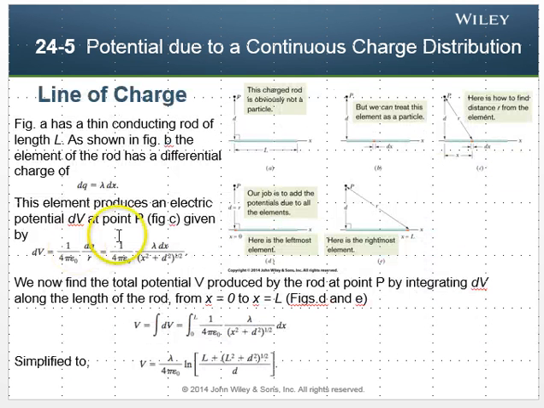Let me back up a second. We've got this integral of 1 over the square root of x squared plus d squared, right? And that just ends up being the log that we have here.